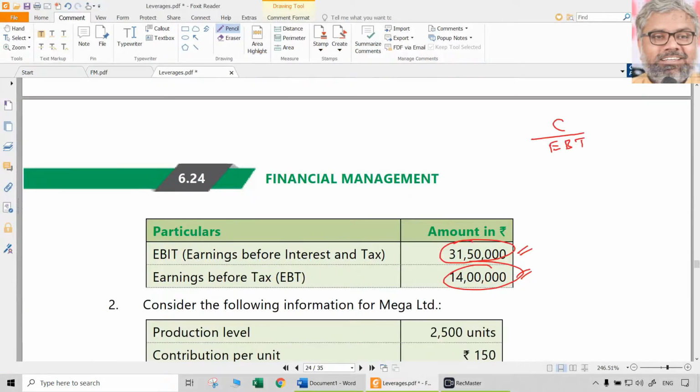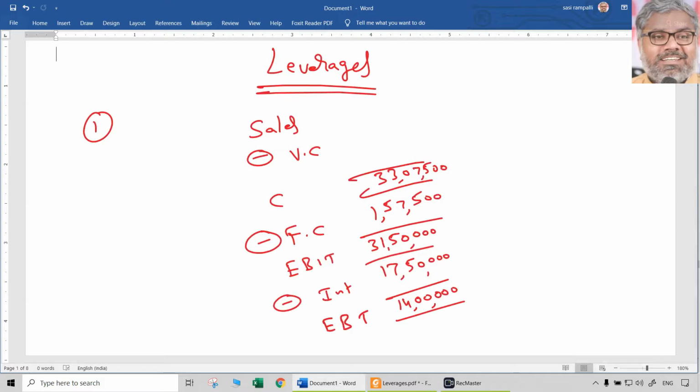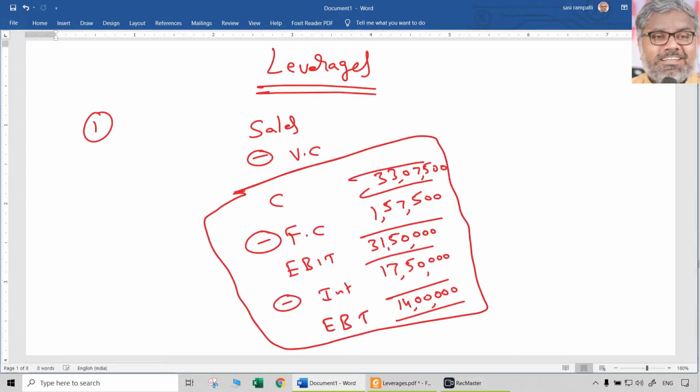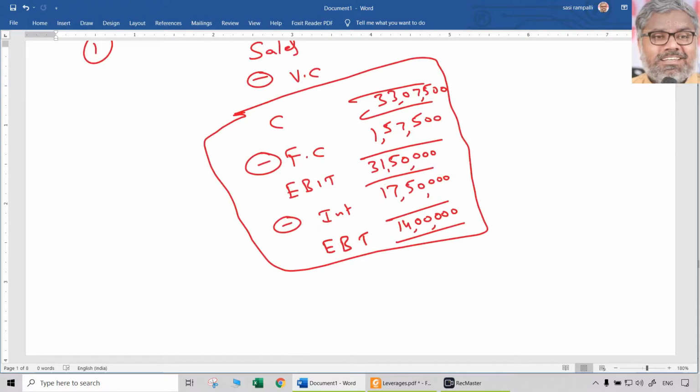Do we know anything about variable cost? Nothing is given. Sales amount? Nothing is given. So we cannot find out. That's all. This is enough. What is required for us? Here contribution is required. EBT is required. Both are there. Just substitute in the formula.